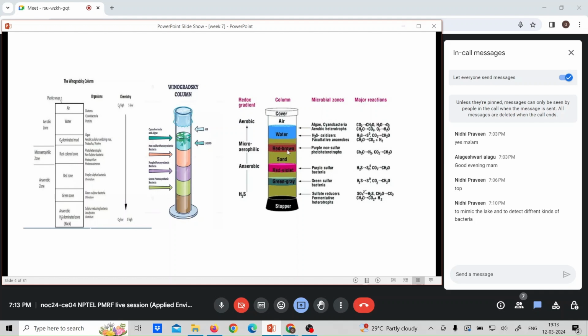What are microaerophiles? Can anyone let me know in the chat box? We have discussed this earlier, maybe in the first two or three weeks, when we talked about classification of microorganisms. We know aerobic microorganisms require oxygen for survival. What are microaerophiles?